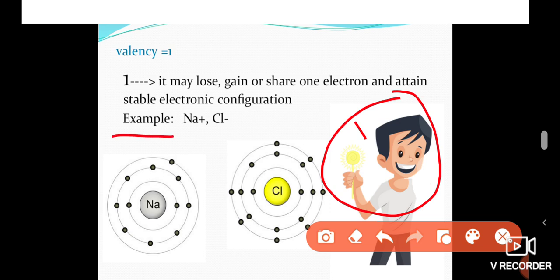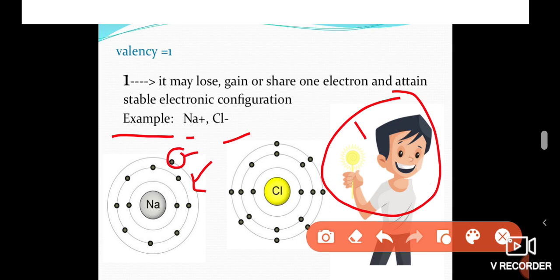Examples: sodium and chlorine. Here the sodium atom is given. In valency, always look at the last outermost shell. That outermost shell is known as the valence shell, isn't it? In the sodium atom, how many electrons does the outermost shell contain? Only 1 electron.